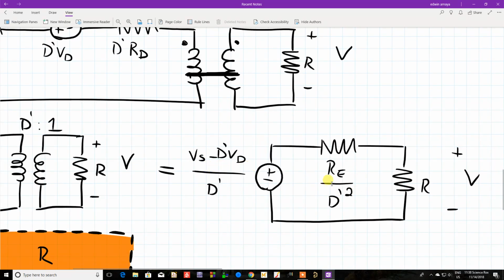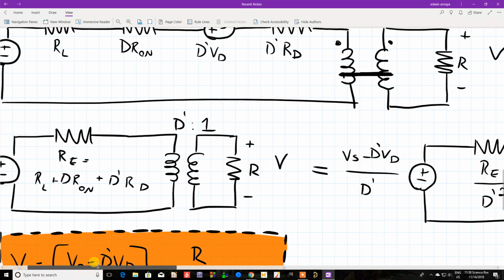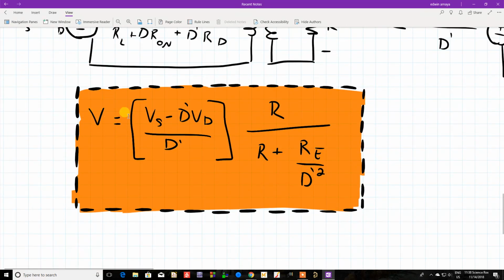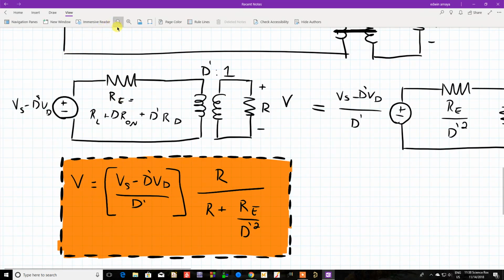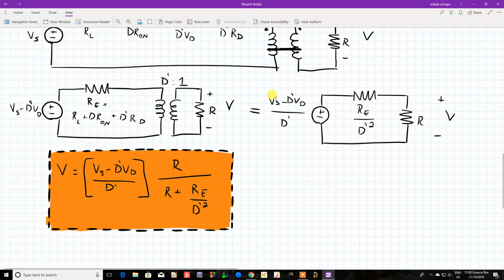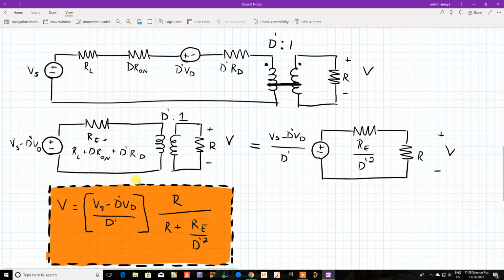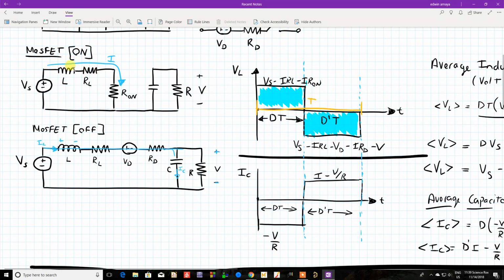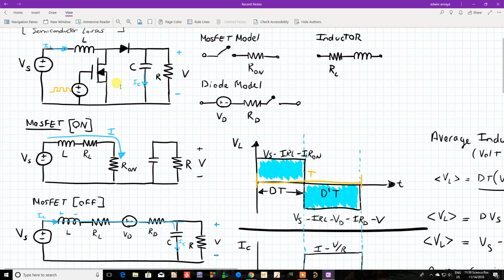Now, given this, if you ignore the fact that this is a fraction and other stuff, how would you find this output voltage right here? Well, it's a simple voltage divider, right? It's the voltage source times this resistance over this resistance plus this resistance. So that gives you that the output voltage V is Vs minus D prime Vd, over D prime, times R over R plus Re over D prime squared. And that's basically your output voltage. That's how you find your output voltage given all the losses and the equivalent resistance of the inductor, the MOSFET, and the voltage drop and resistance of the diode.